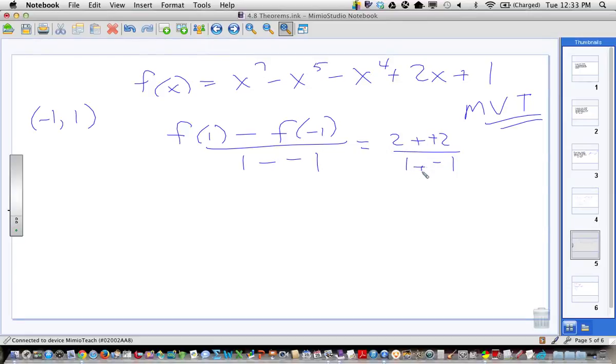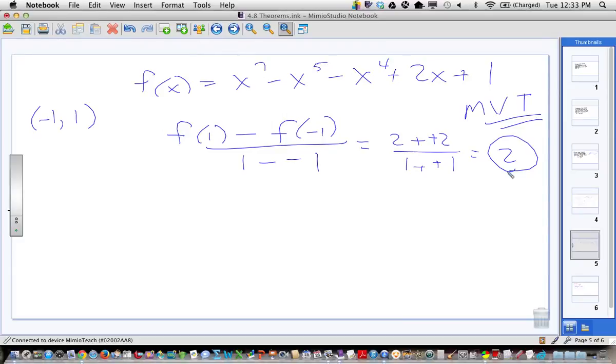So that ends up being 4 over 2, which is 2. Okay, so since the slope between the endpoints is 2, and this is a differentiable function, the mean value theorem tells us there has to be some point C in between there that has that same slope of 2. And that would be enough on this one.